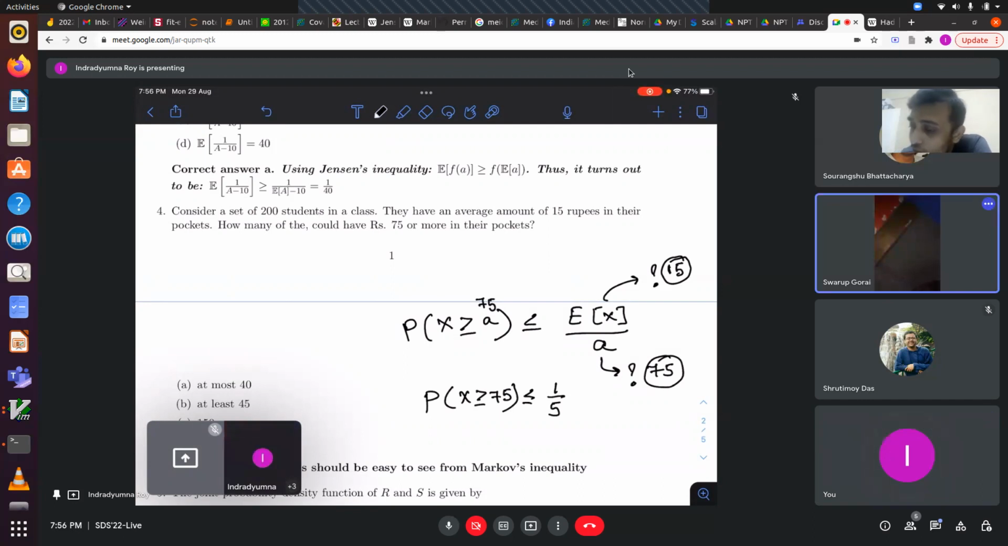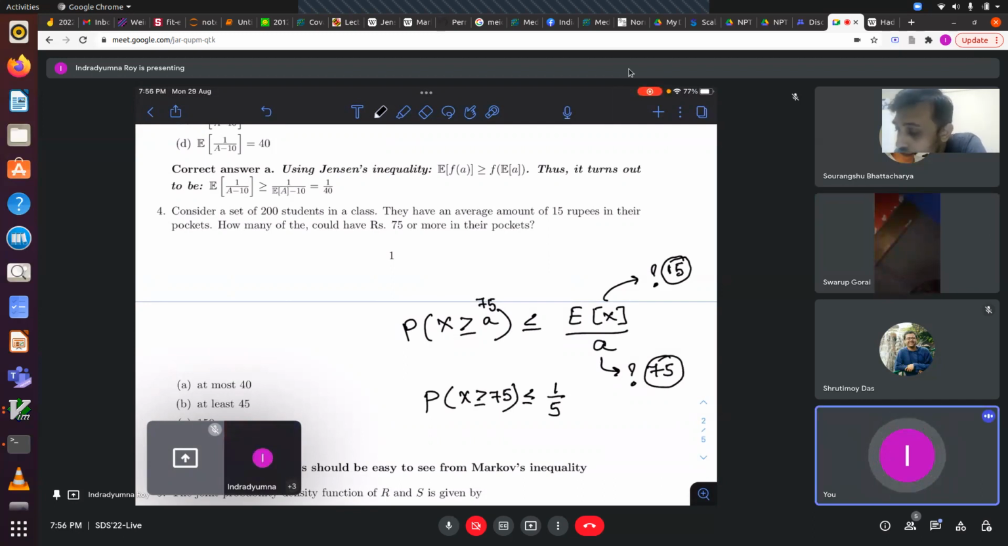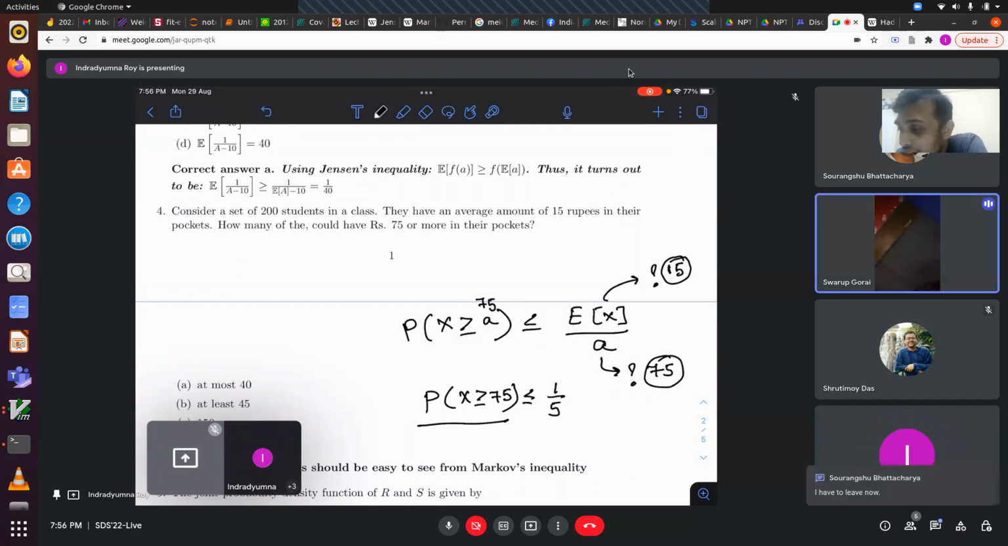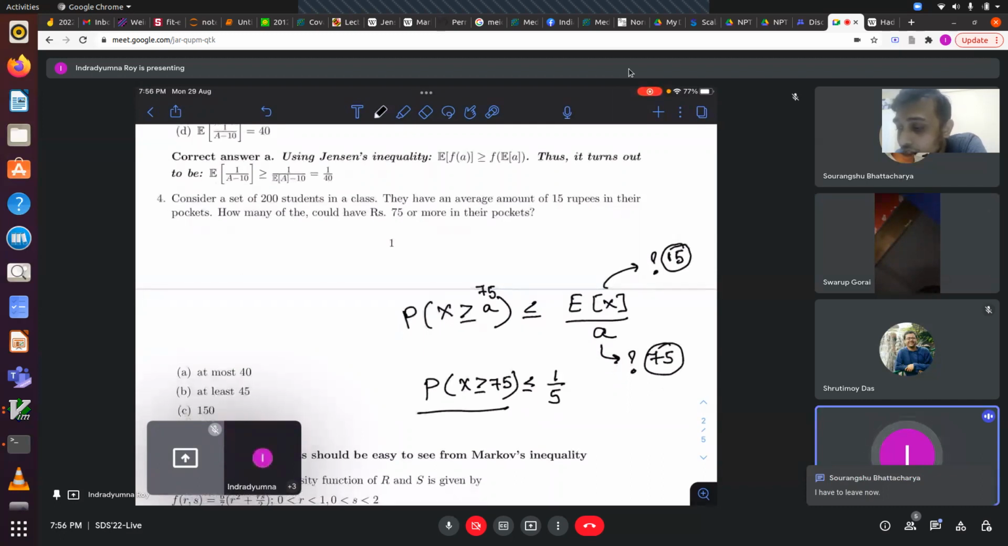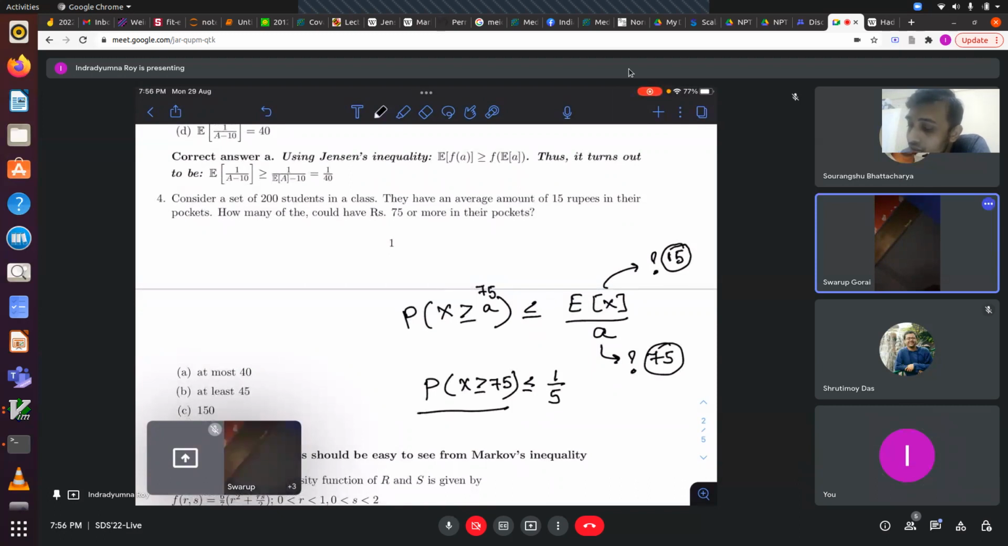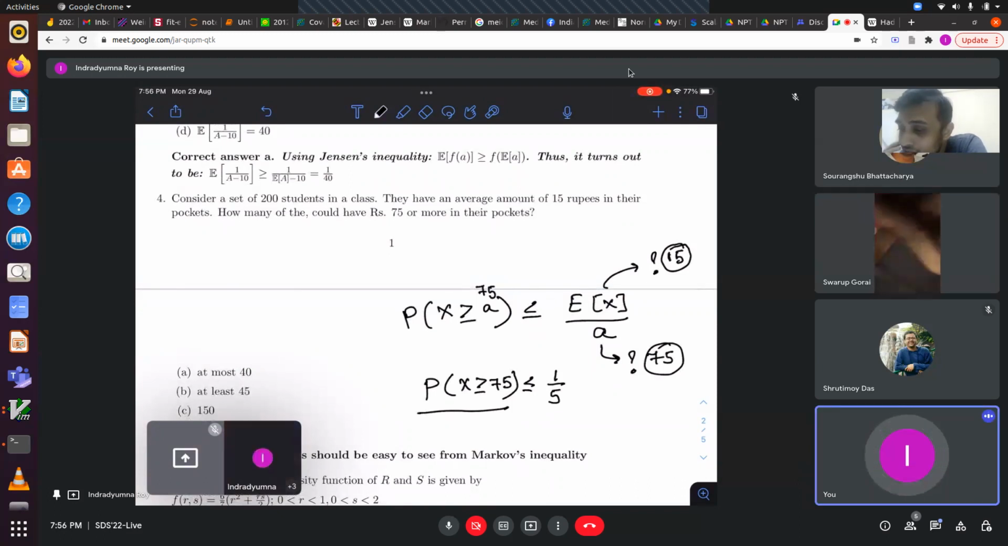Clear. So now the probability tells you that 1/5 of the people have greater than 75. So instead of probability, if they ask you how many, how will you get that? At most 40. The answer is at most 40. But are you convinced that that is correct?